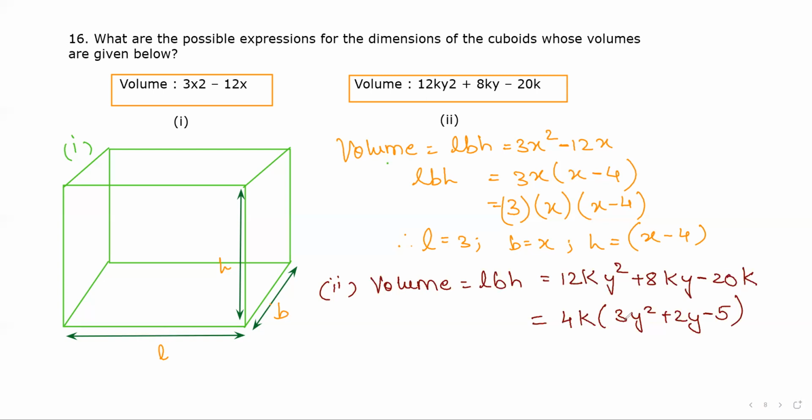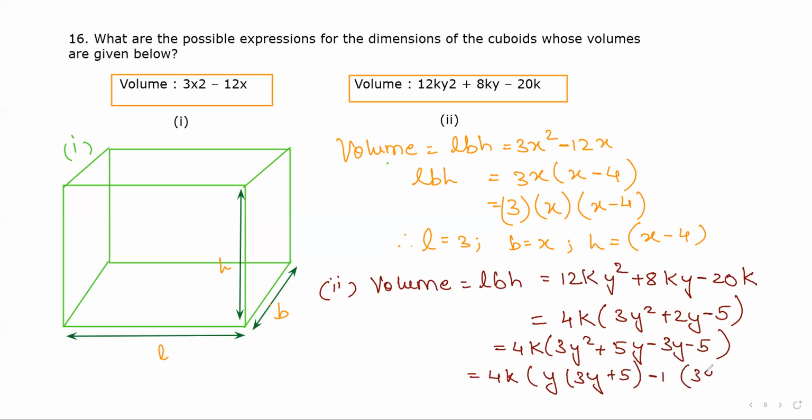This can be factorized 3 into 5, and you need the subtracted value as 2 because this is negative, this is positive. So 3 and 5 are factors. 5 is positive, 3 is negative. 4k, 3y square plus 5y minus 3y minus 5. This is 4k. Here we have y common, 3y plus 5, minus 1 common, 3y plus 5, which is 4k into y minus 1 into 3y plus 5.